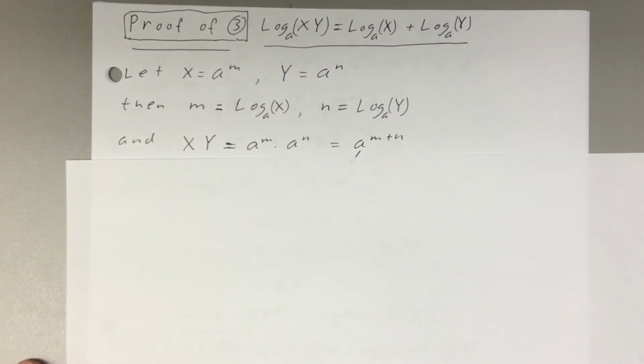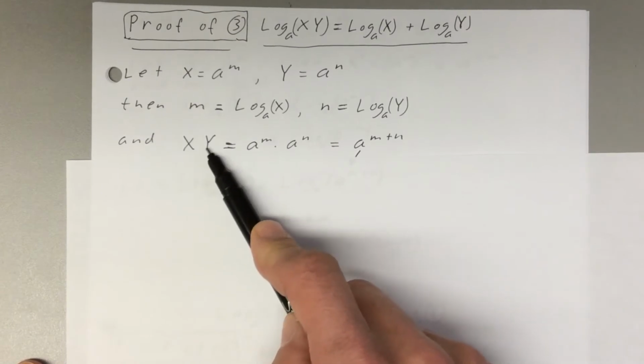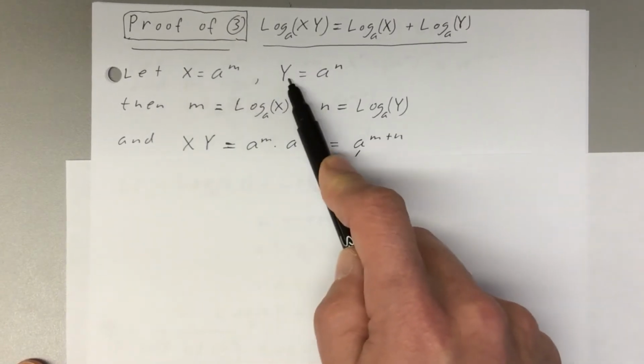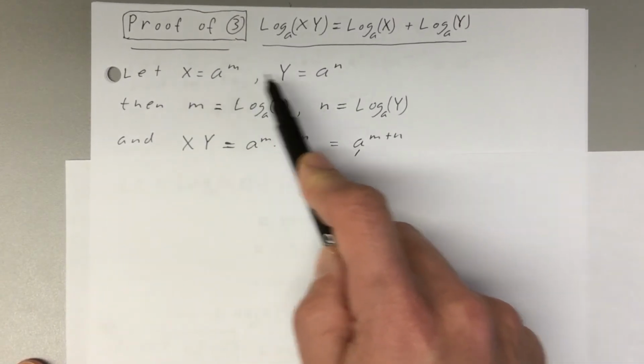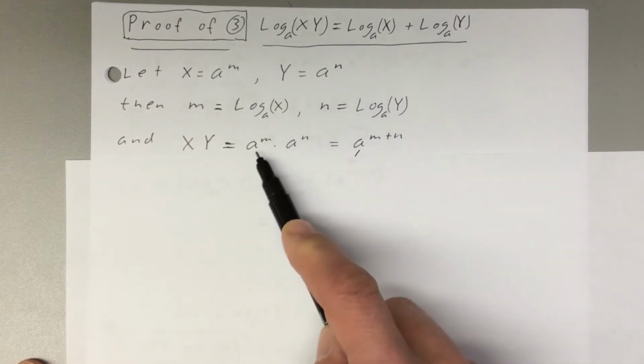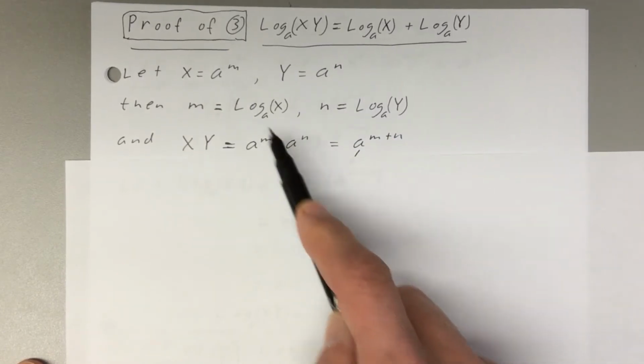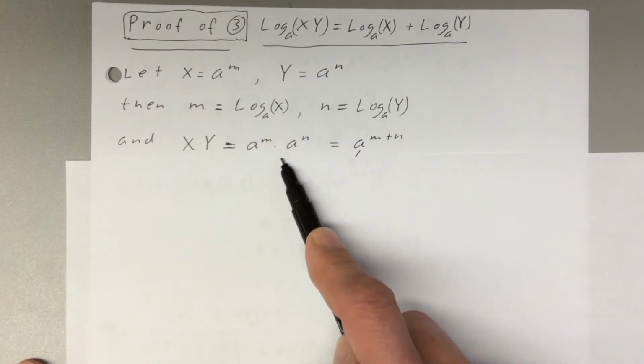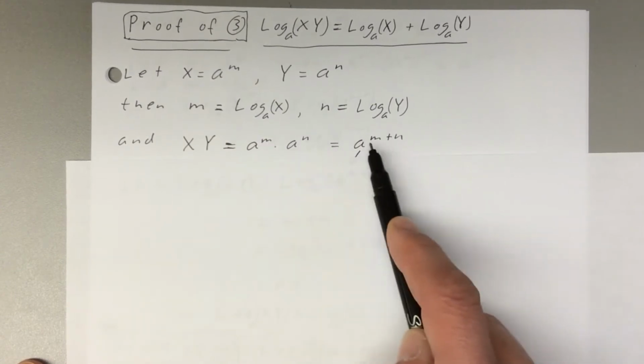Now, if I multiply x times y, I'm going to use this expression and this expression. So it's a to the m times a to the n. Okay, x times y. When we multiply with the same base, we just add the exponents.